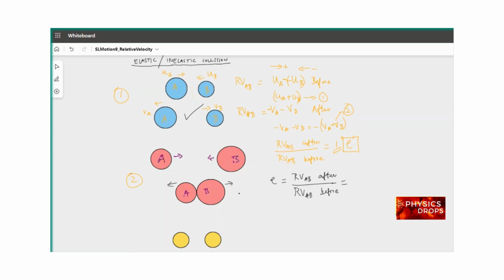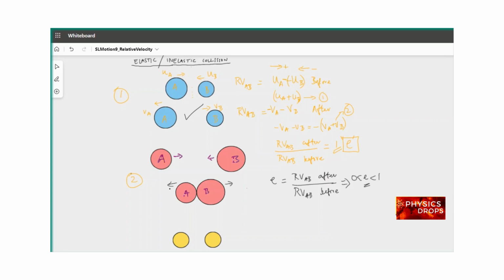It is like something gluey thrown on a wall and it sticks to the wall. Then it's perfectly inelastic. But typically it's not perfectly inelastic. There are cases where e lies between 0 and 1. So in this case, the coefficient of restitution is a number between 0 and 1. They hit each other, but they don't bounce back completely. There is some loss of kinetic energy and something gets deformed.